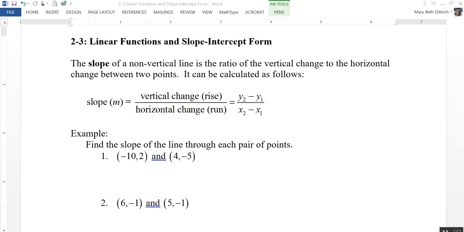Section 2.3 is on linear functions and slope-intercept form. The slope of a non-vertical line is the ratio of the vertical change to the horizontal change between 2 points. It can be calculated as follows.